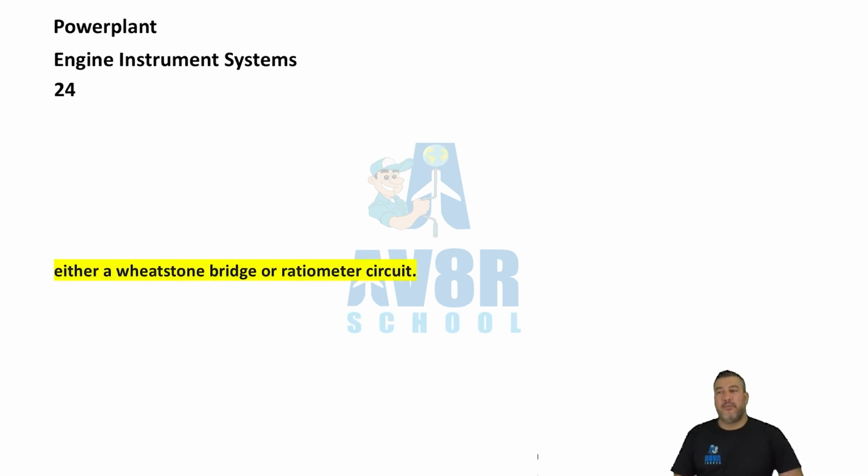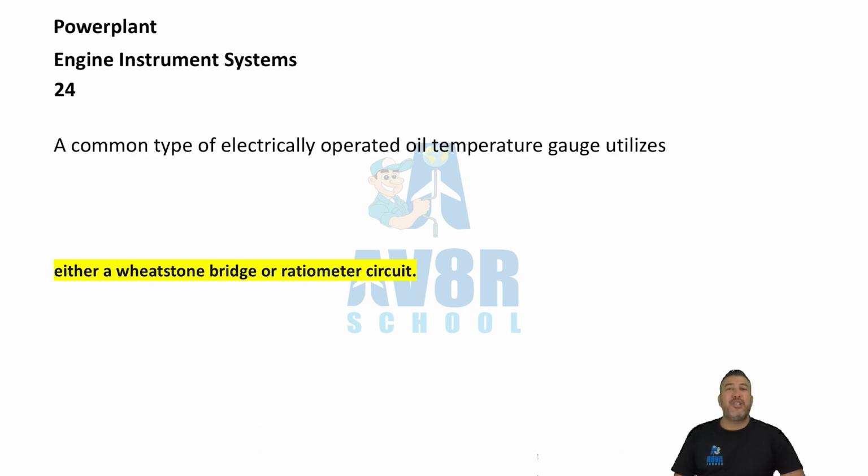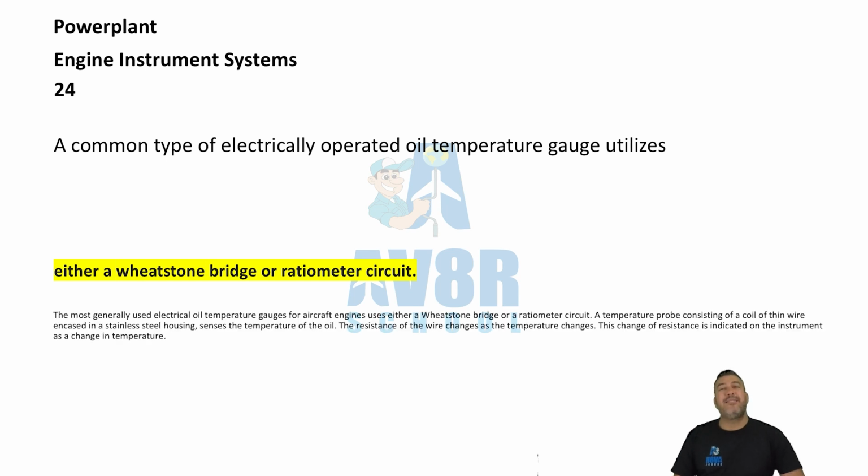Number 24: either a Wheatstone bridge or a ratiometer circuit. A common type of electrically operated oil temperature gauge utilizes a Wheatstone bridge or a ratiometer circuit.